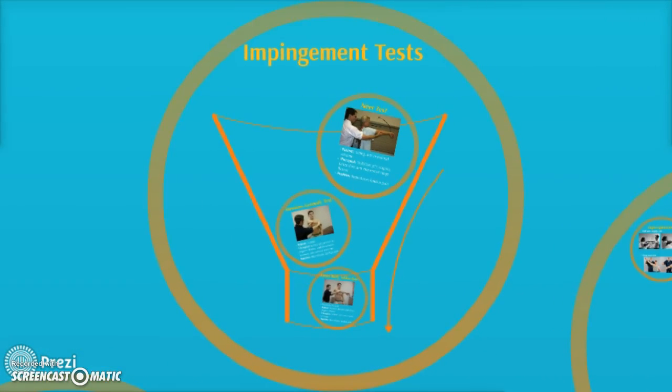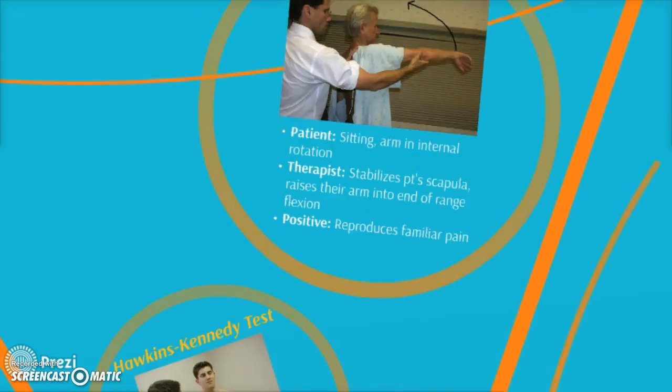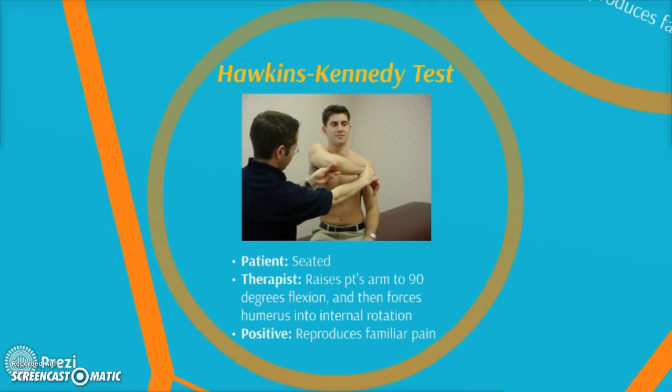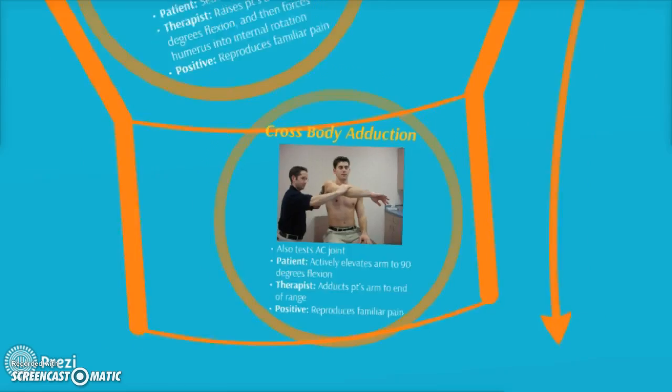Special tests can often help you rule in shoulder impingement. They include the Neer test, the Hawkins-Kennedy impingement test, as well as the crossbody adduction test, which also can take a look at the AC joint involvement, but is a good indicator of shoulder impingement as well.